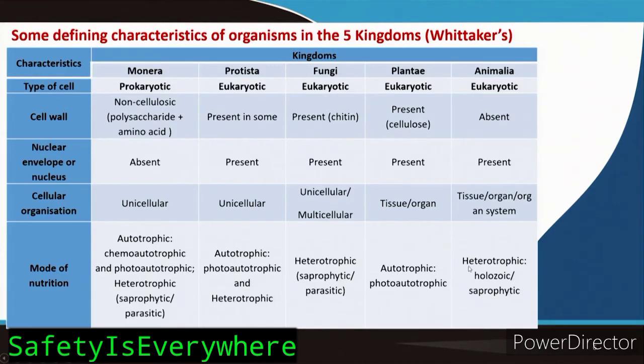Then we come to animals. Animals by definition are heterotrophic. They feed on other living organisms. They can be holozoic in the sense that they completely ingest other organisms. So when I showed you the video of a paramecium eating a bacteria, that's actually a protist, but that's also holozoic. So it's eating or ingesting the entire organism.